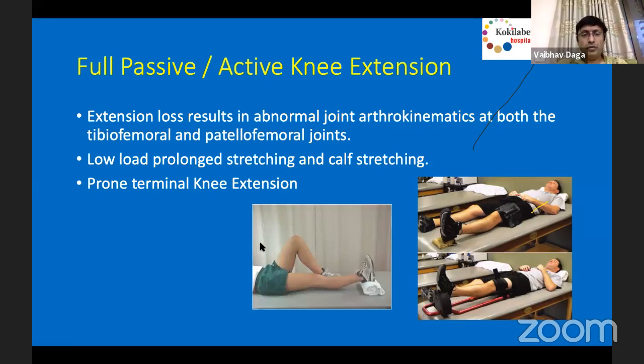Prone terminal knee extension is one of the good exercises to achieve this. I would show you a video of how to do a prone terminal knee extension later. Possibly I had it here, but I don't see it right now. It's a very good exercise in the initial phase to get quadriceps control and to get the extension lag out of the way. This particular exercise is very important.